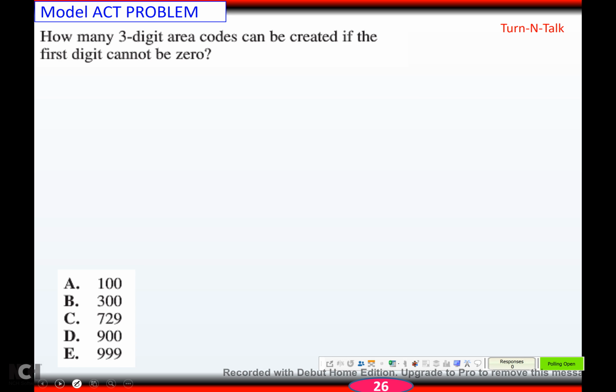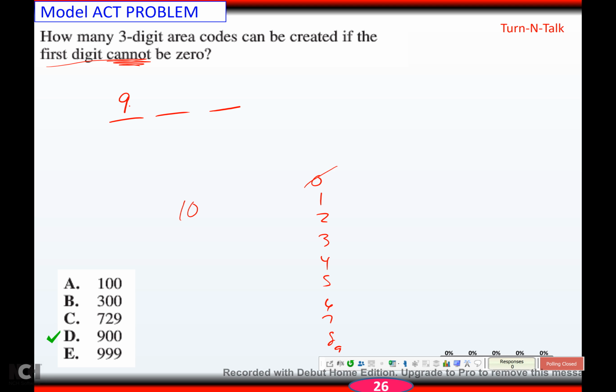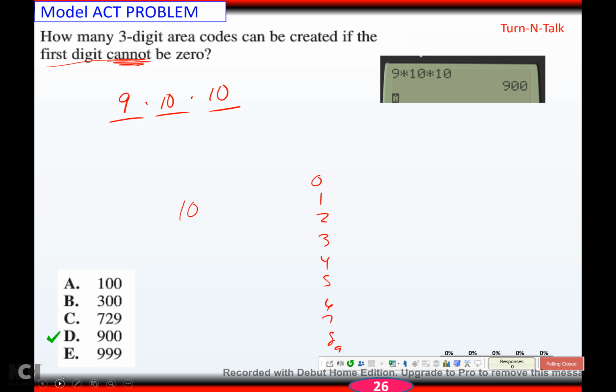Alright, try this one. Hit pause. Come back when you're ready. This one is like the license plate one. It says how many 3-digit area codes can be created if the first digit cannot be 0. Well, we have 10 digits to choose from. 0, 1, 2, 3, 4, 5, 6, 7, 8, and 9. But if the first one cannot be 0, then there's only 9 choices for your first number. But 0 can be the next two, so you have 10 choices again on the second and 10 choices on the third. Multiply those together and you get 900.